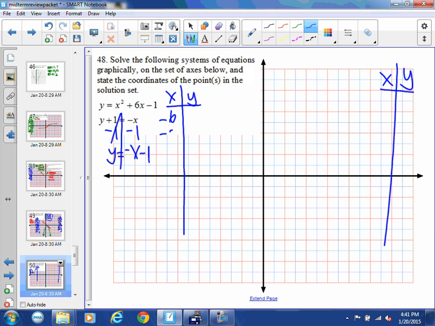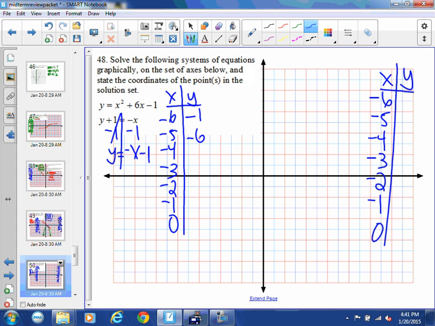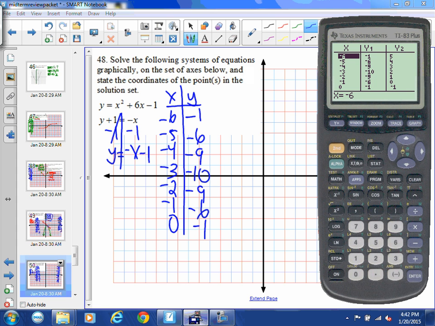Negative 6, negative 5, negative 4, negative 3, negative 2, negative 1, 0. And I'm going to get my y columns: negative 1, negative 6, negative 9, negative 10, negative 1, negative 6, negative 9, negative 10. It's a mirror, so it's negative 9, negative 6, negative 1. And then my line is 5 down to negative 1.